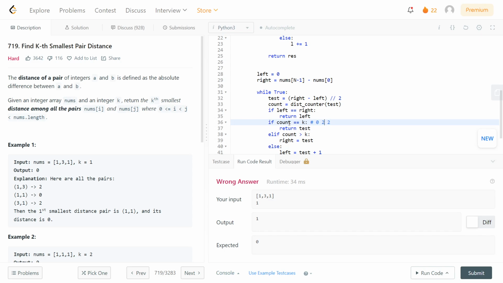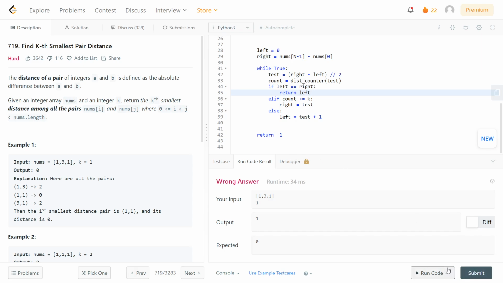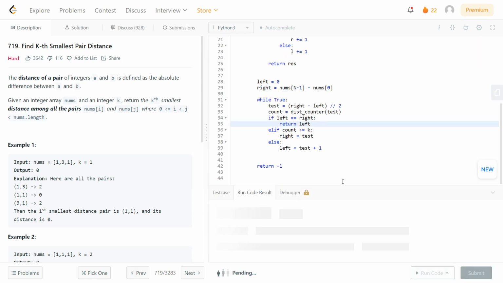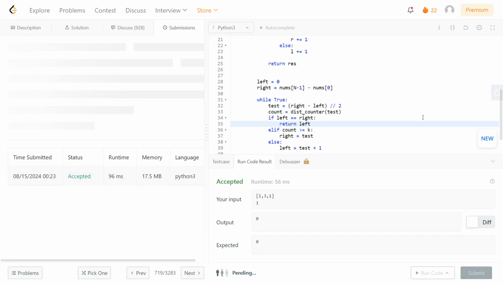So if I don't return here, if count is greater than or equal to k, then right is equal to test. And I'll remove this. Let's try this out. Okay, seems good for this case.